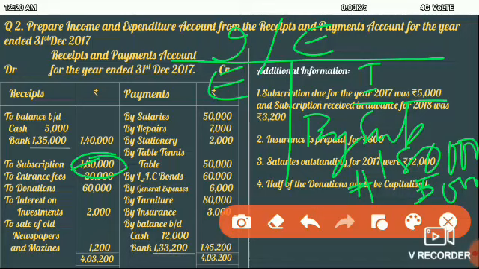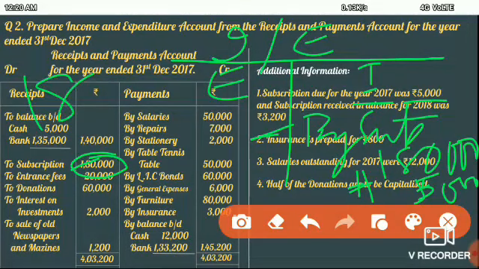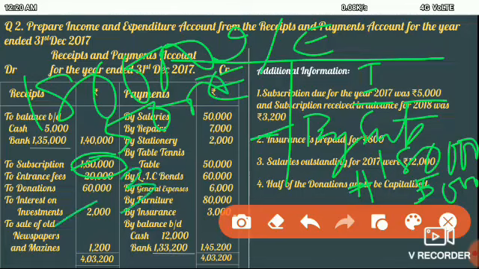But we also have to make the other adjustment, that an amount of 3,200 has been received as an advance for the year 2018. The advance is for 2018, but this amount has been received in the current year, that is, the year ended 31st December 2017. So we need to subtract this. Suppose we have 1,80,000, 5,000 will be added, and then 3,200 will be subtracted. After the adjustment, whatever subscription comes will be our current year's subscription.